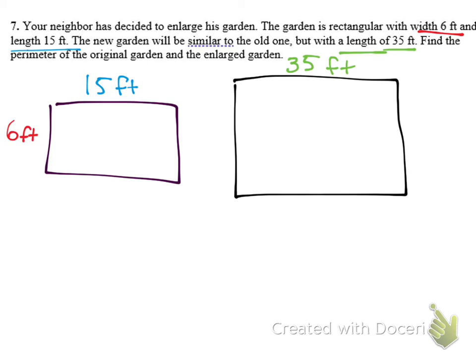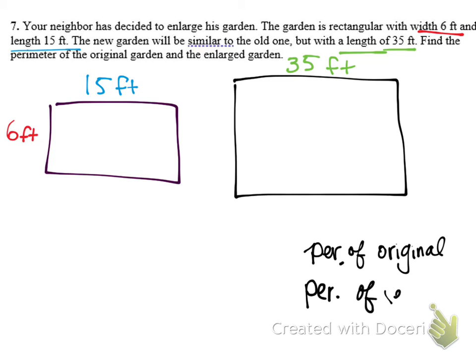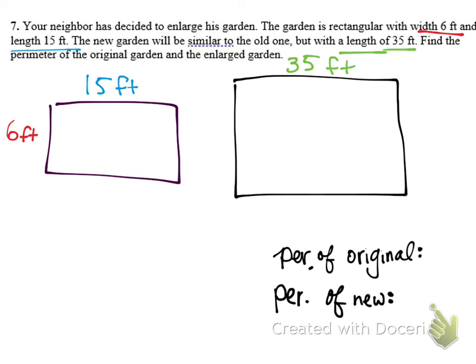Find the perimeter of the original garden and the enlarged garden. So we're going to find the perimeter of the original. You'll want to write off to the side. And you'll want to find the perimeter. We're going to call it the new garden. Okay, so we want to find the perimeter of both.